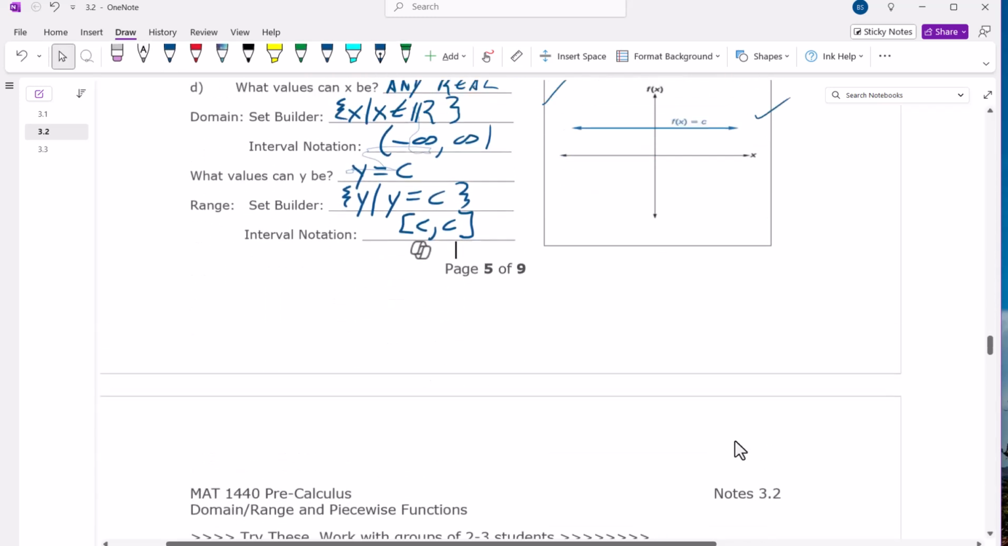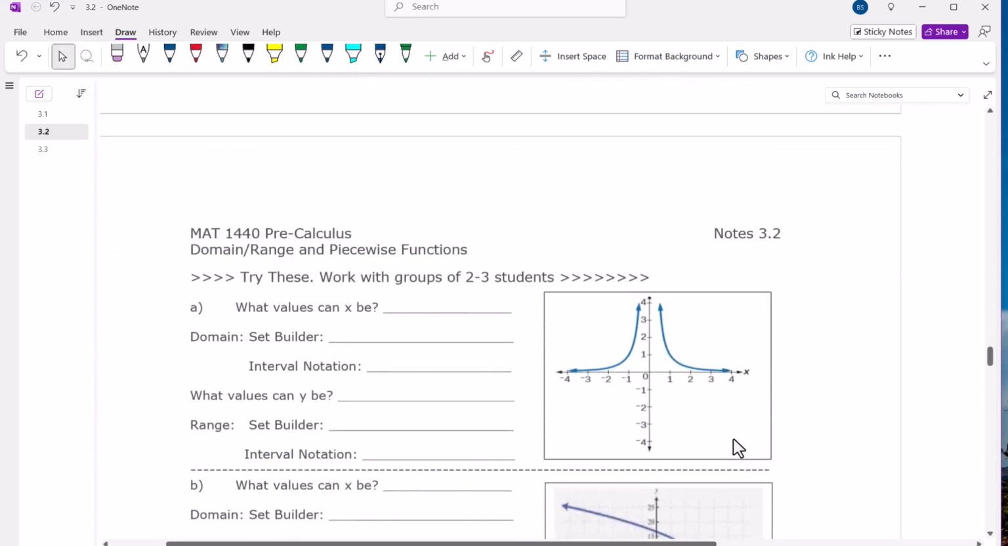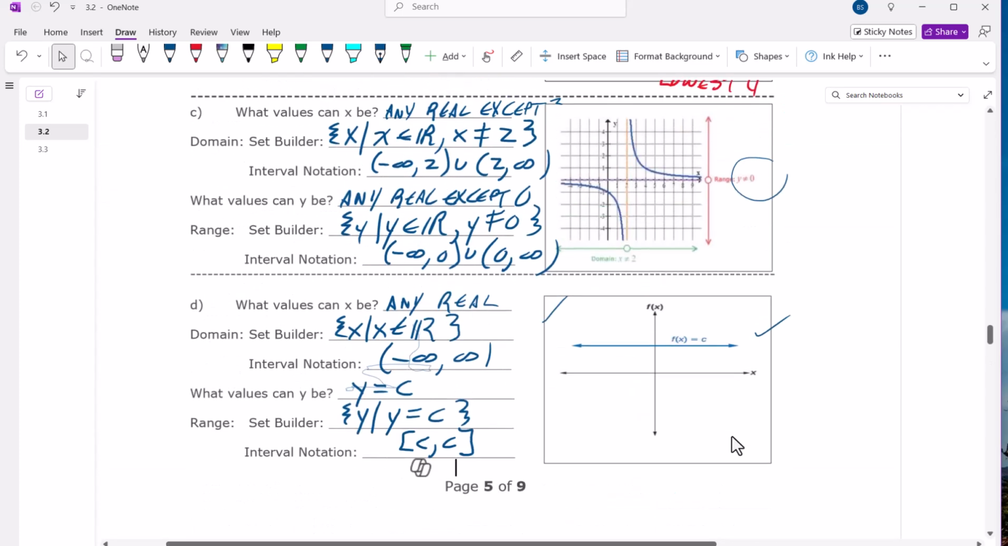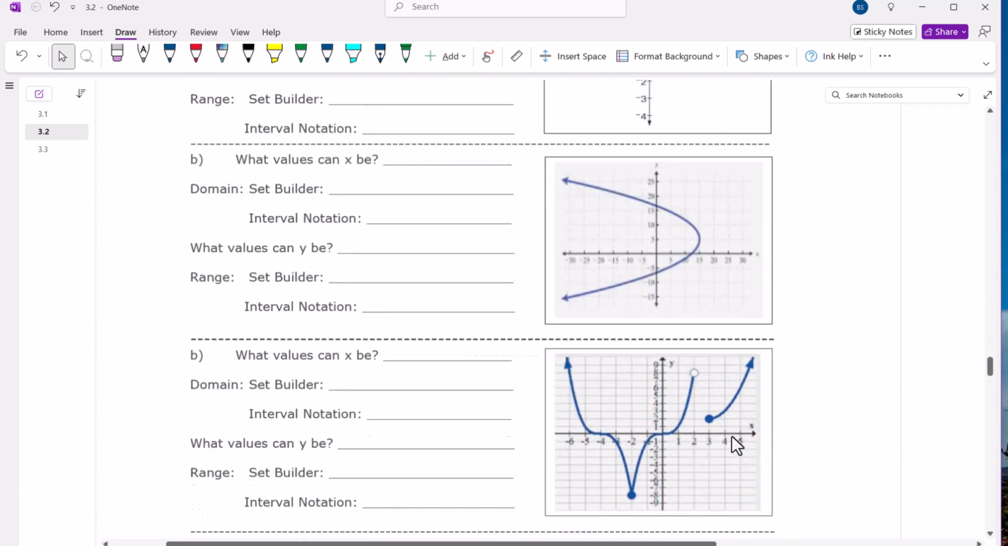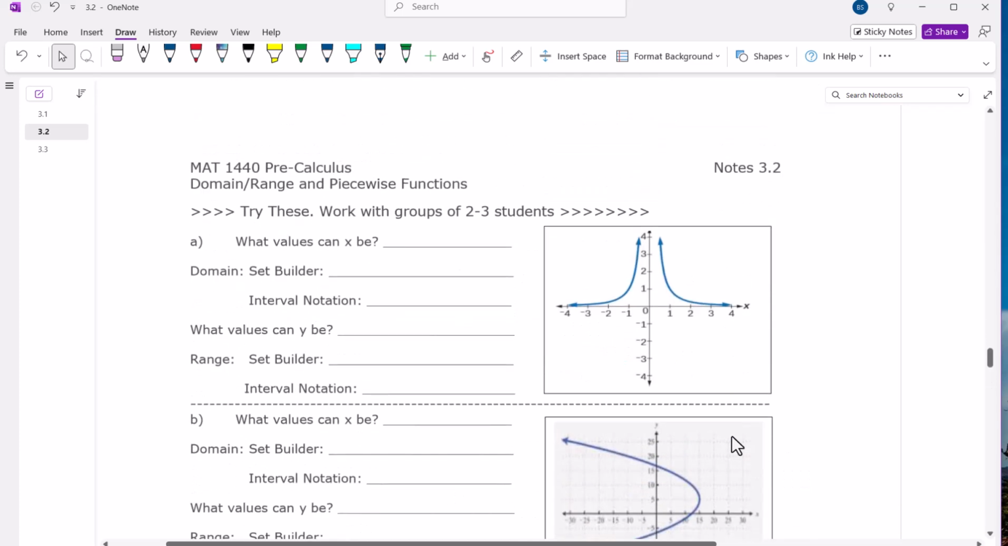Okay, so that gives you kind of an idea. We'll go to the next page and let you try these problems. So if you'll pause the video and then resume when you're ready to check to see if you got these okay.